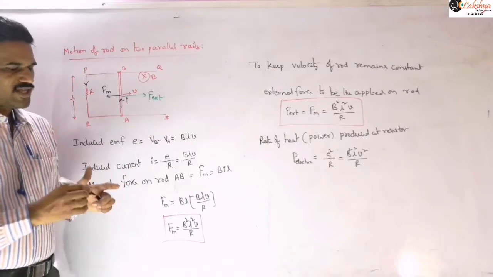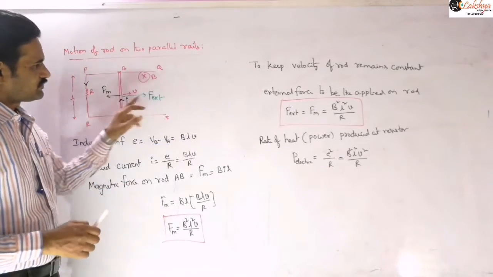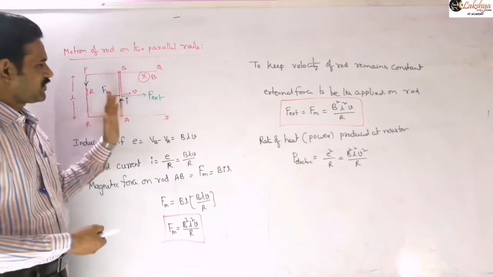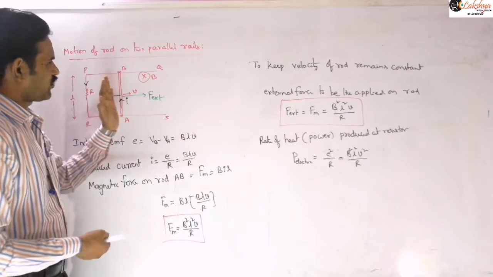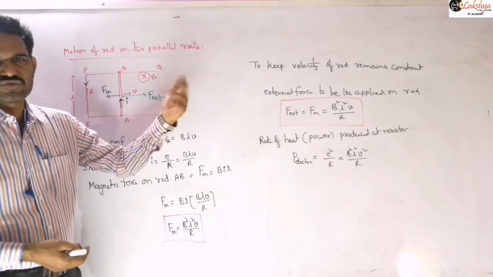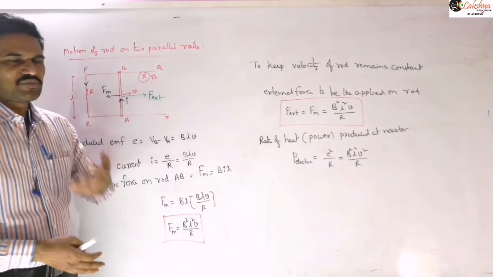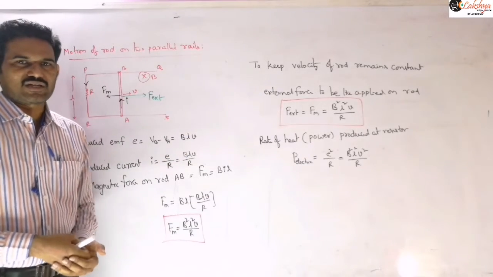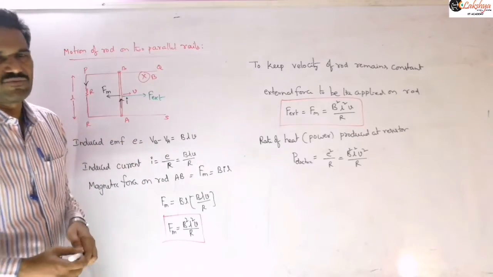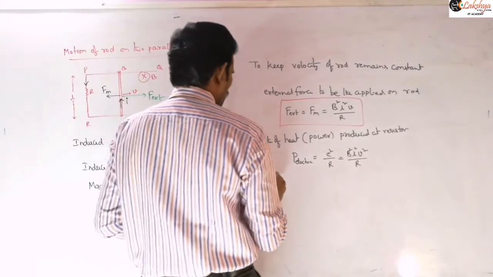Now, as we are applying this force here, that indicates that this force is doing some positive work, because this force is applied along this direction and the conductor is also moving in the same direction. So it is doing positive work, which means we are supplying some energy to that conductor. So I am writing power delivered by the external force, or power supplied by the external force here.